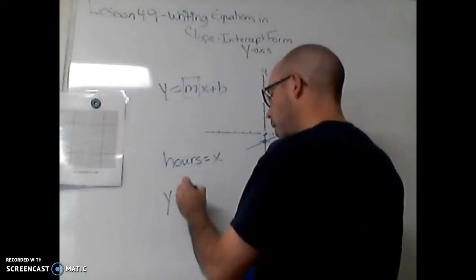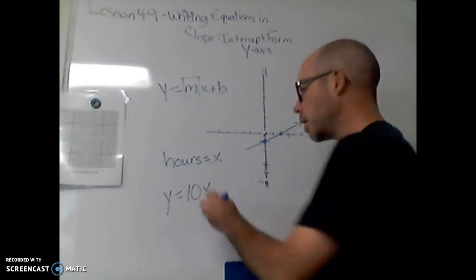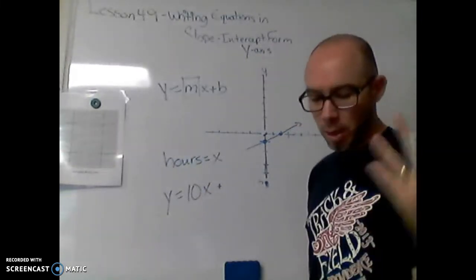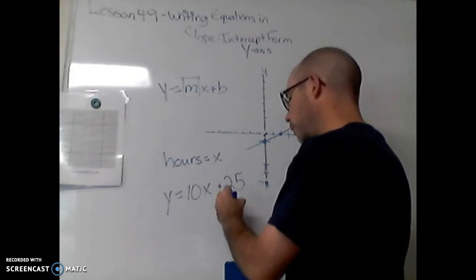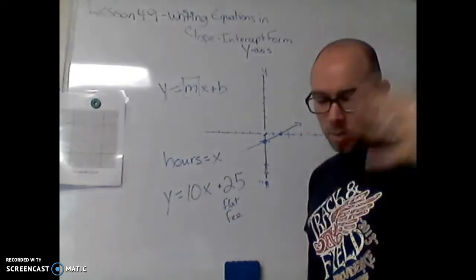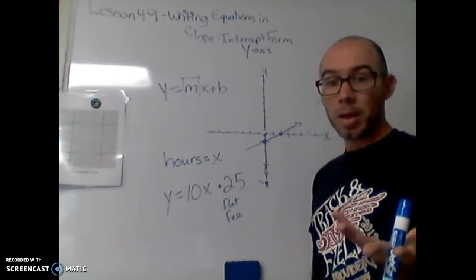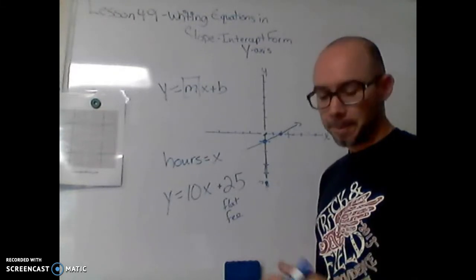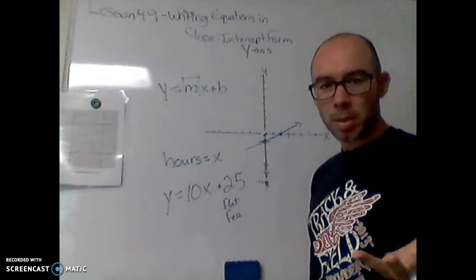So in this case, we have for every hour that you rent this thing, you're going to pay $10. But in order to rent it, you're automatically going to pay $25 for a flat fee. And then depending on how many miles or how many hours you have this thing, you'll pay an additional whatever. And that is an equation of something you can graph.